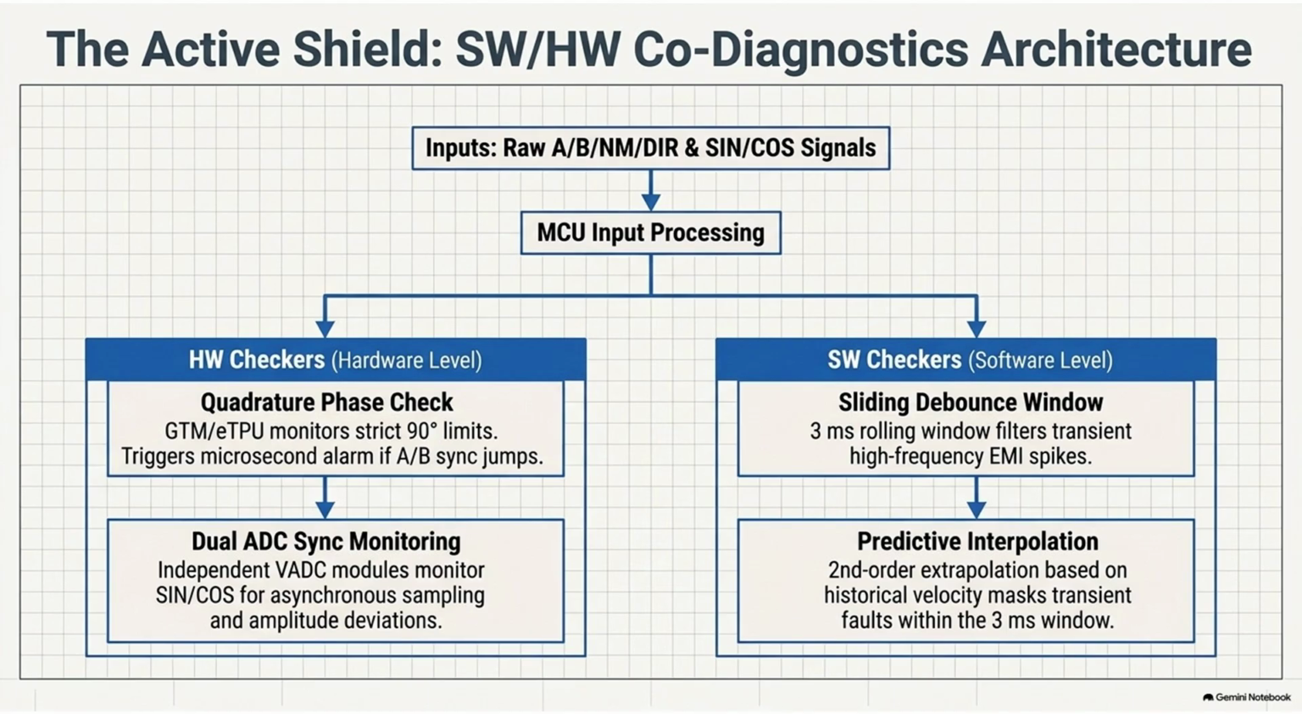MRAS? Yeah. The MRAS utilizes two models simultaneously. It has a reference model, which uses the measurable stator voltage and current to calculate the magnetic flux. Then it has an adaptive model, which estimates the rotor's position based on back electromotive force, or back EMF. The algorithm calculates the error between these two models and uses a proportional integral controller to force the estimated angle to converge on the true angle.